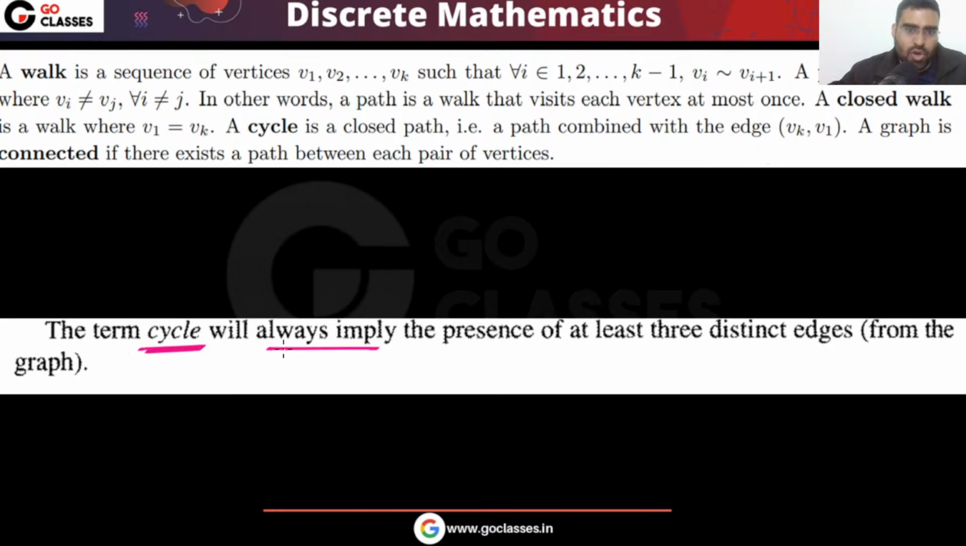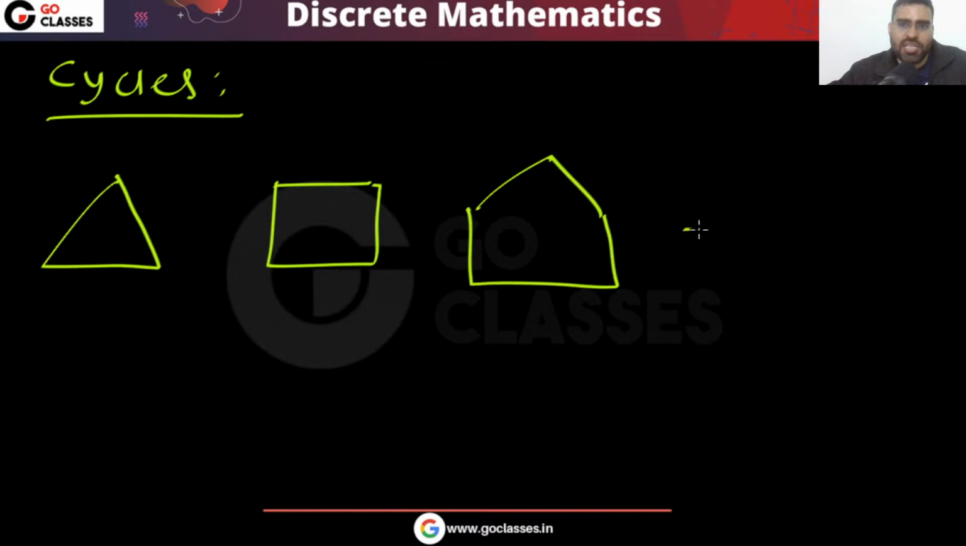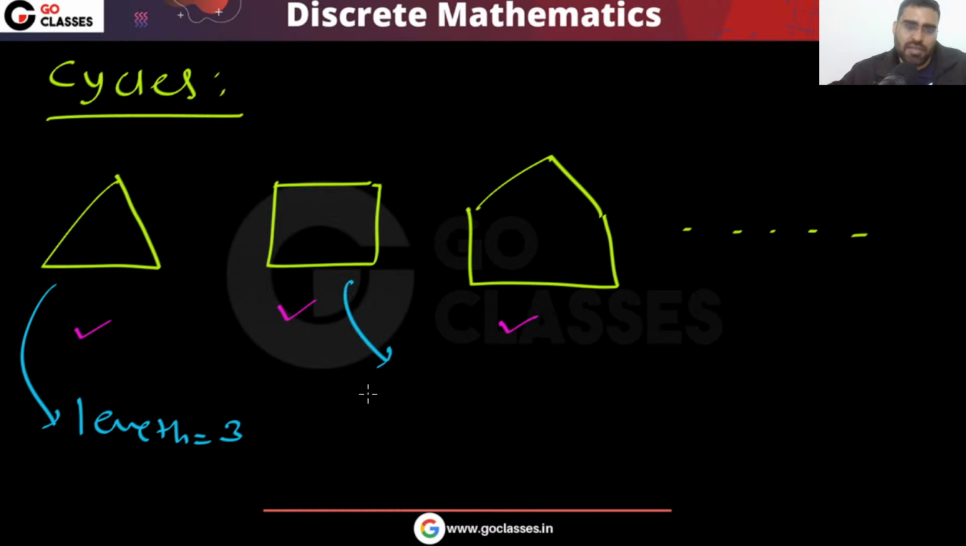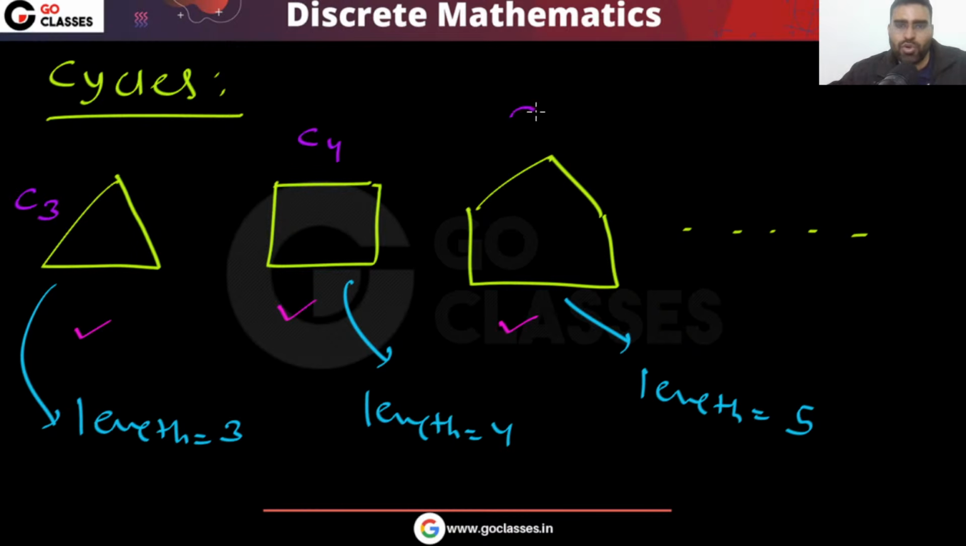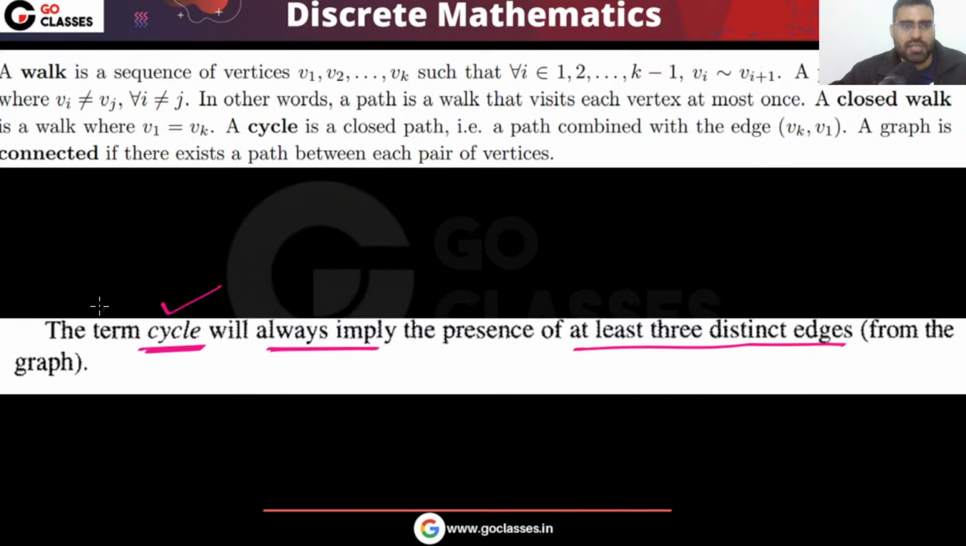Also, please understand that the word cycle will always imply the presence of at least 3 distinct edges. We use this word when you have at least three edges. So these are cycles. For example, this is a cycle, this is a cycle, and so on. This cycle has length 3, this cycle has length 4, this cycle has length 5. You can call them C3, C4, C5, and so on. Very simple. These are the concepts that we have seen.